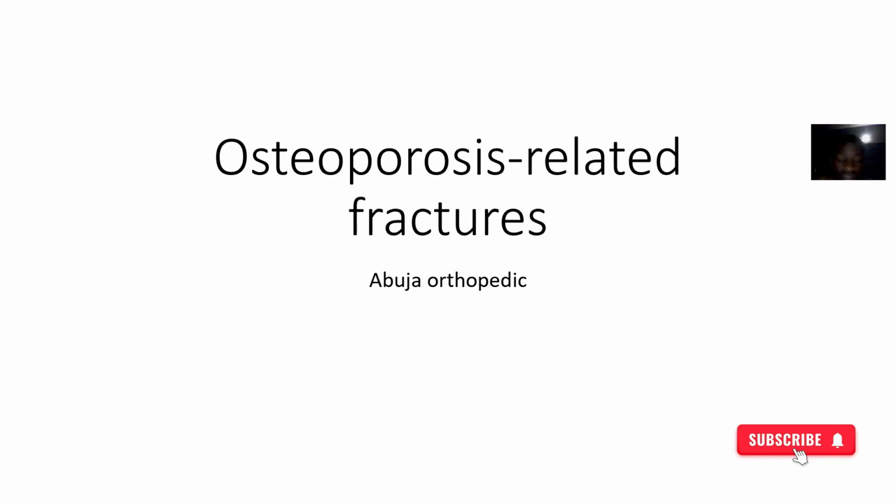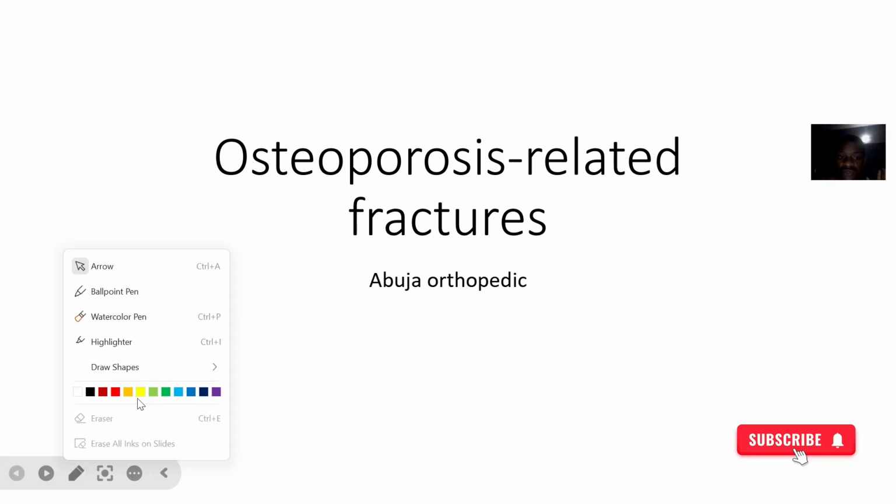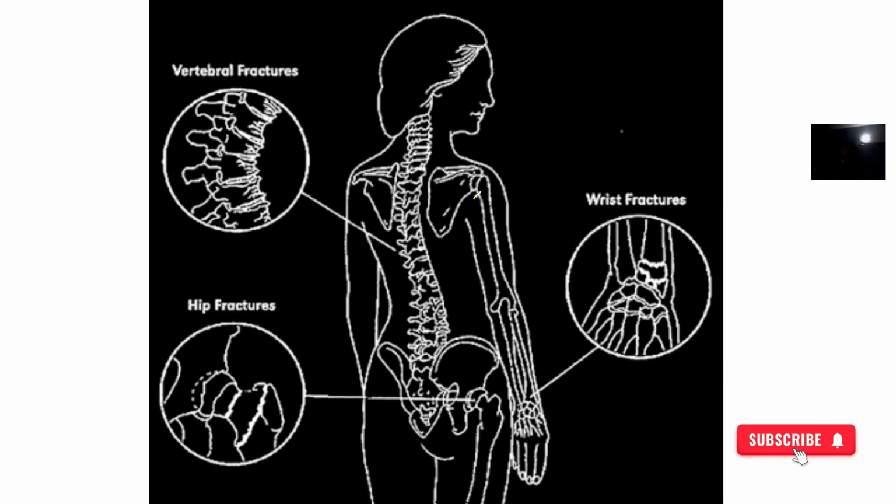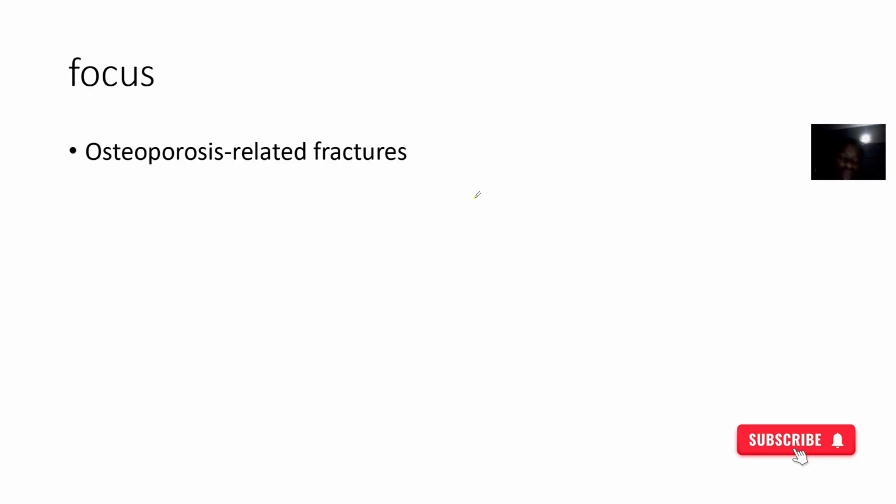So I want to look at another complication of osteoporosis. So we looked at osteoporosis, and from the definition of osteoporosis, of course, you know that this is a complication of osteoporosis. I said that osteoporosis is a reduction in the density of the bone. So it's obvious that if the bone is becoming softer, you can basically have fractures. You understand? So this is what is known as osteoporosis-related fractures.